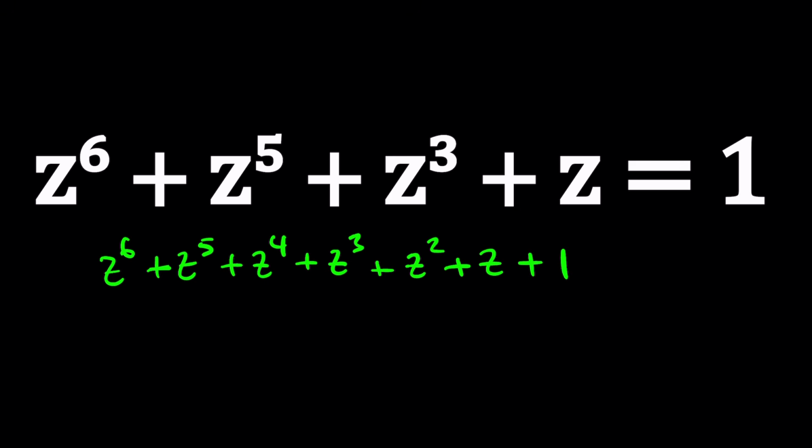Why? Because when you set it equal to 0, let's just say this is equal to 0 for now, you could just notice the fact that, hey, this comes from the seventh roots of unity. What is that supposed to mean?